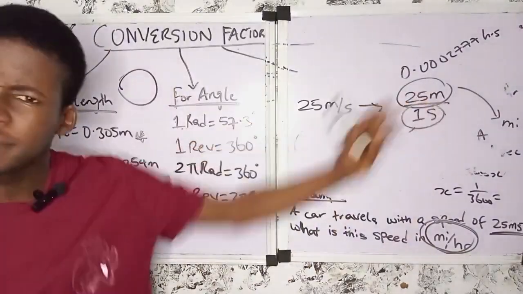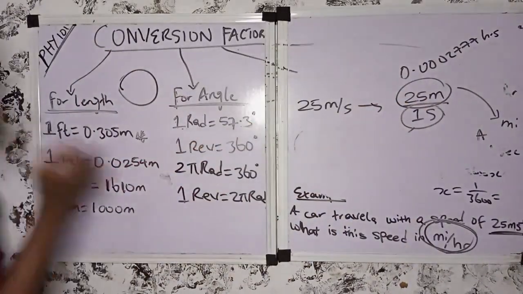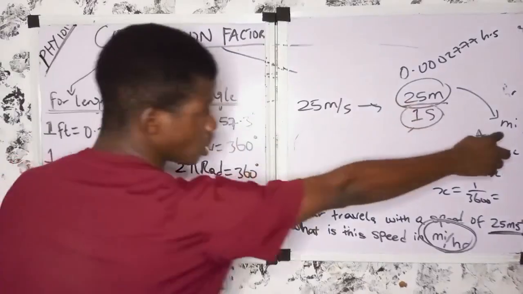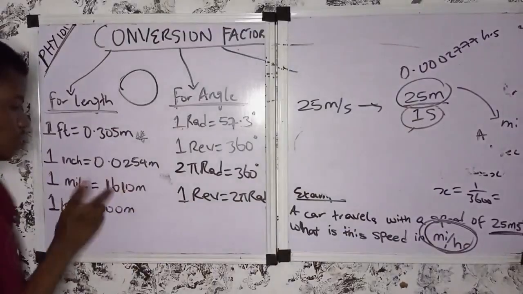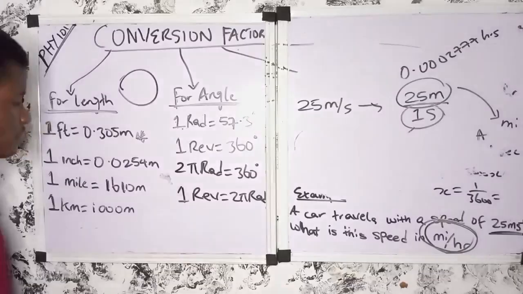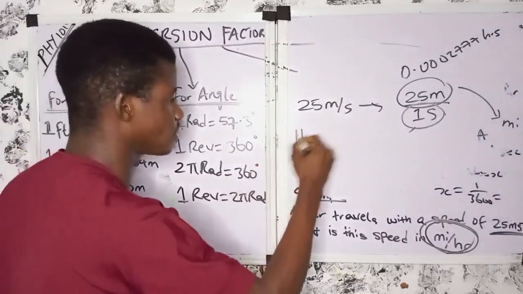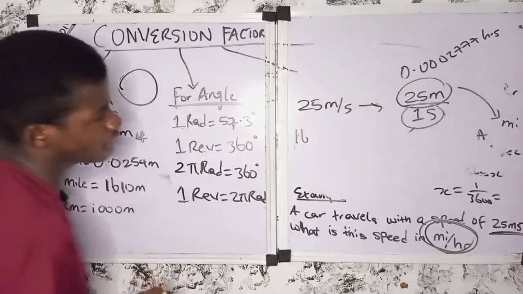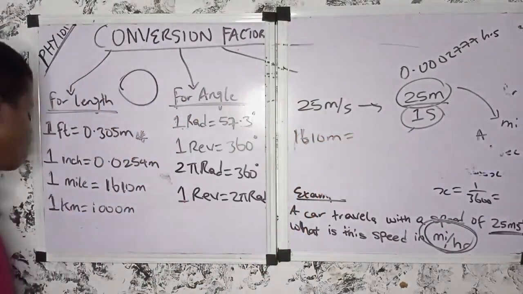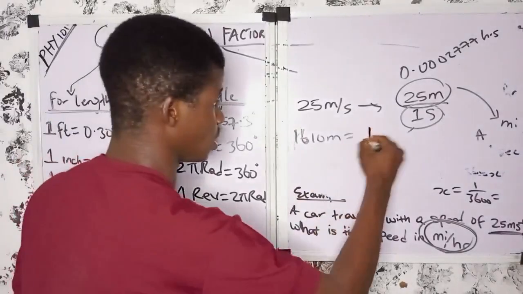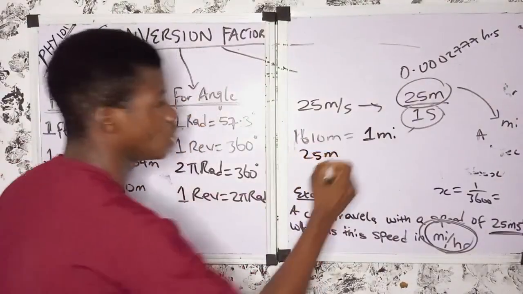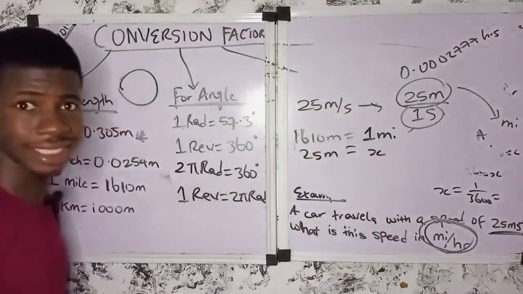So 25 meters, we'll go back to this place. They are telling us to convert from meter to what? To mile. You just go to the relationship between meter and mile. It's very easy. You will say, okay, if 1,000 meters is equal to how many miles? Is equal to 1 mile. Then 25 meters equals to what? X miles, right?